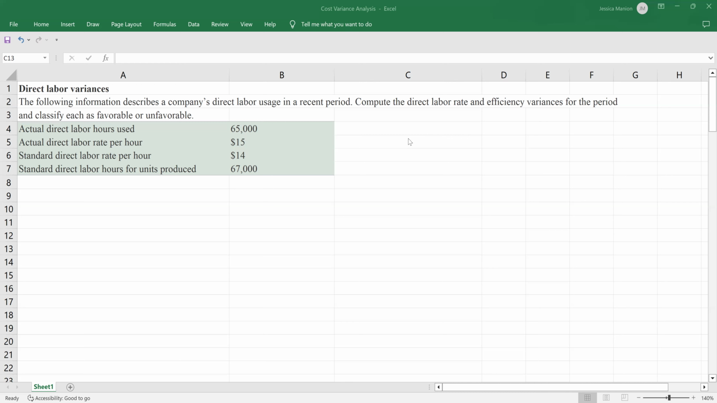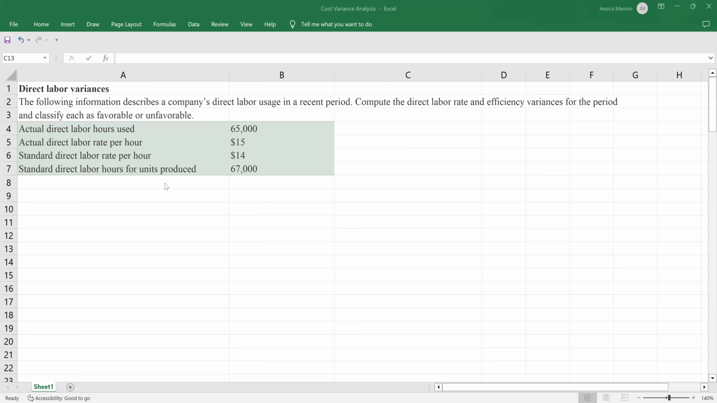It says the following information describes a company's direct labor usage in a recent period. Compute the direct labor rate and efficiency variances for the period and classify each as either favorable or unfavorable. Before we plug any numbers in, and we are going to, remember that we can divide our direct labor variances into a labor rate variance or a labor efficiency variance. So that's what we're going to be looking at.